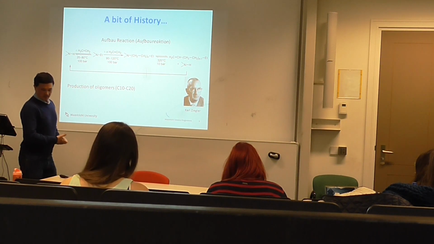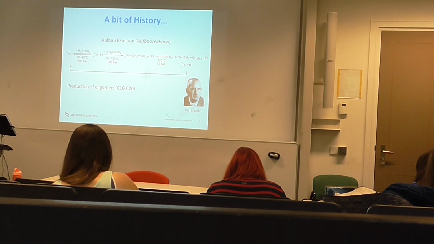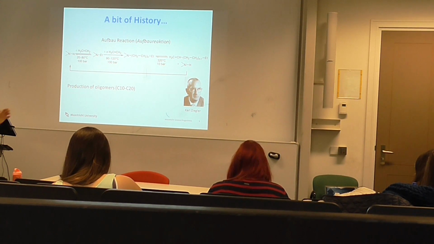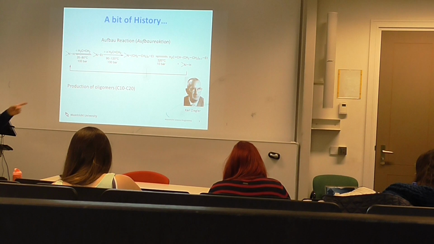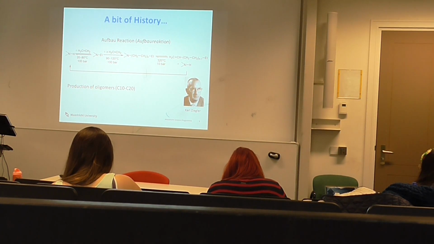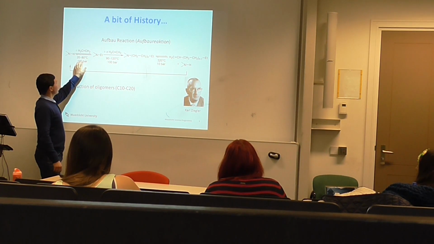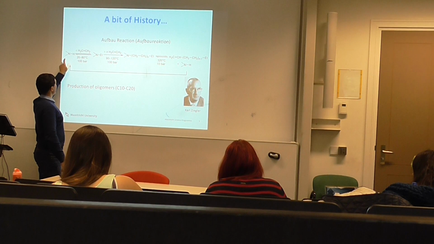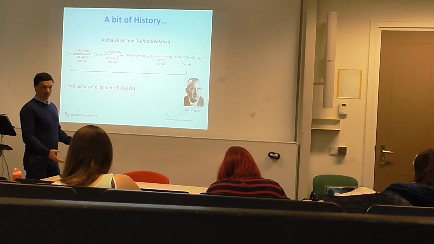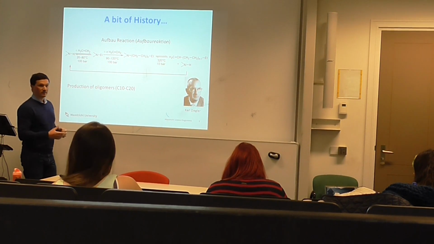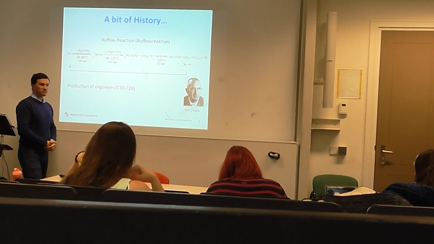A bit of history, a bit of background. Everything comes from the Aufbau reaction. The discovery of the Ziegler-Natta catalyst comes from this point here. The gentleman there in the picture is Karl Ziegler, a German professor. He was studying the Aufbau reaction, which is the oligomerization of ethylene in the presence of aluminium alkyls at very harsh conditions, so high temperature, high pressure. In this process, he was producing oligomers, which means very short chains, around 10, 20 carbons.